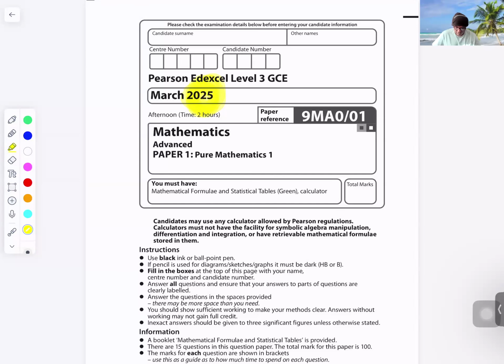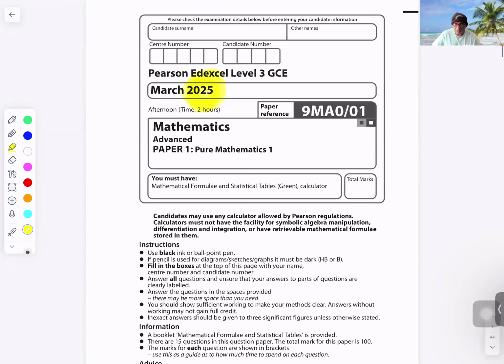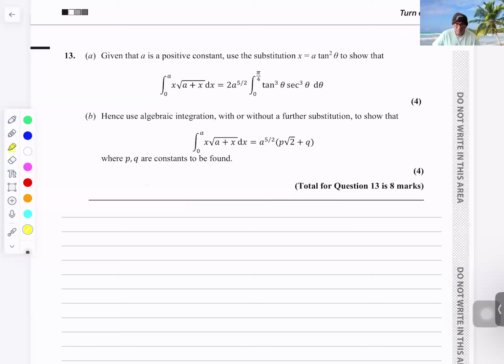This is the pure mathematics advanced level paper, 2025, 9MA0. Total mark is 100 marks for that paper. Question number 13. Given that a is a positive constant, use the substitution x equals a tan squared theta to show that this integral is equal to that. It's 4 marks.